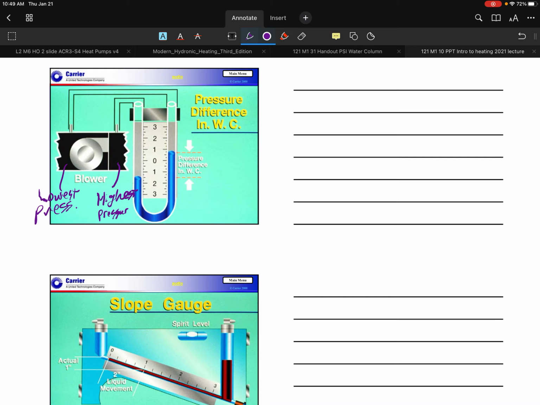Now, again, reading this instrument, we're reading the difference. That's really what it is. So you have the higher of the pressures, which is showing on this side. It doesn't matter which side you use. It's just simply looking at the difference.